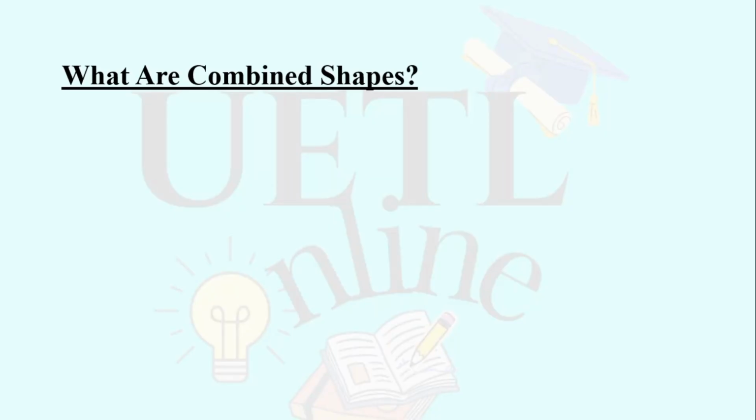The first thing we are going to understand here is what combined shapes are. Combined shapes are shapes where more common shapes are combined together. This creates very complex shapes. So we have this shape and this shape and this shape, and they are combined together. So they are called combined shapes.